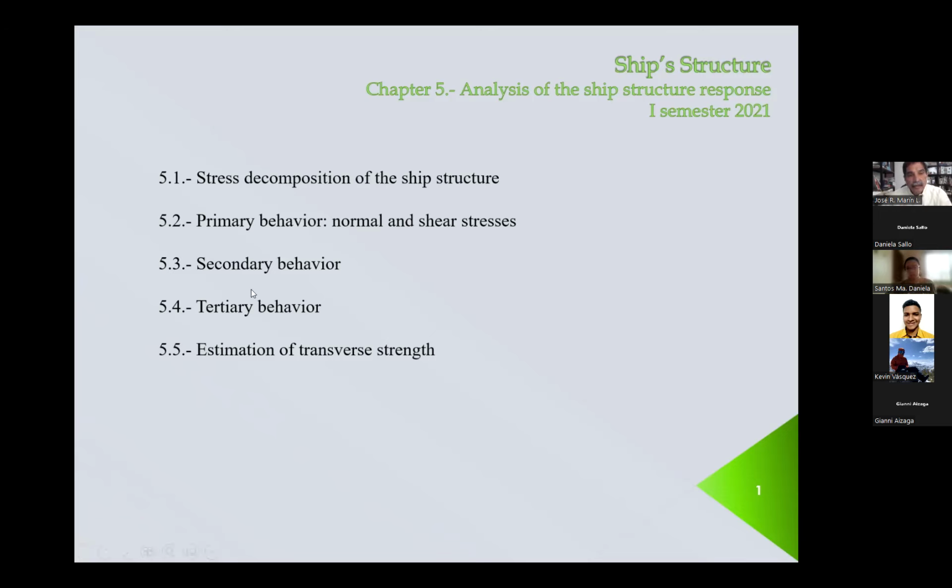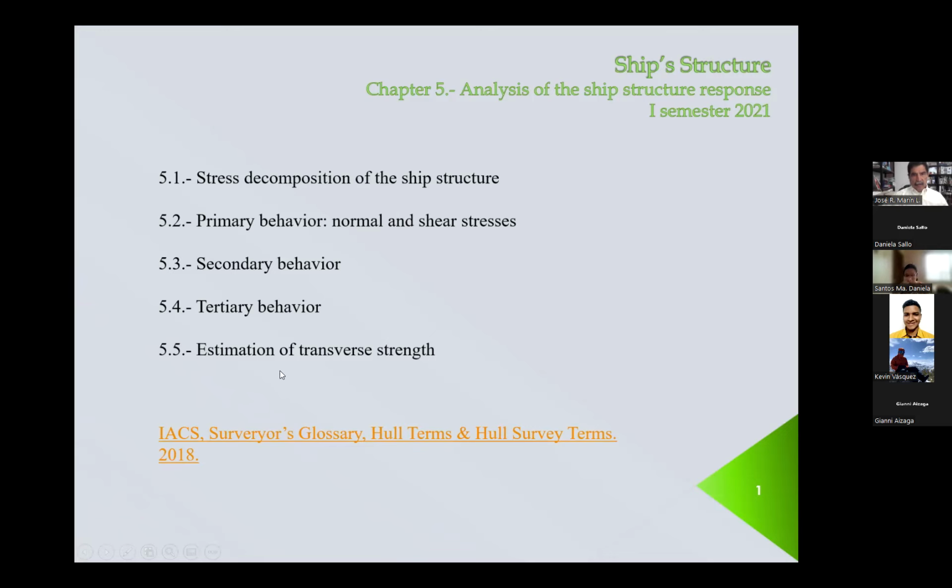See, all of this is mostly in the longitudinal direction, basically. And 5.5 is just a common description of the response of the ship, but in a transverse direction. Okay, so basically it's a group of beams which are connected. Okay, as I said before, the structure of a ship is a very complex one.